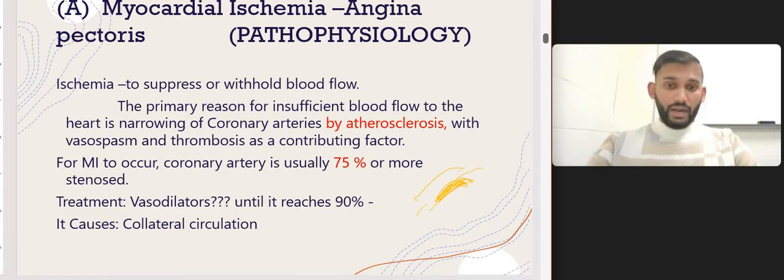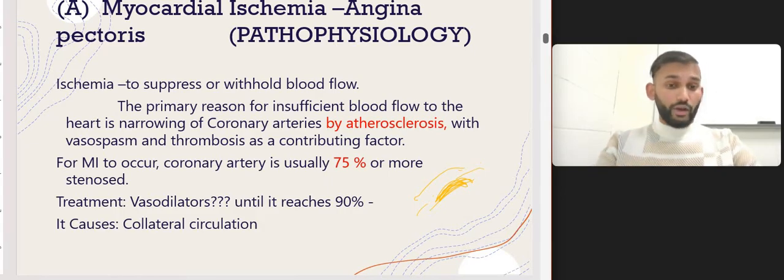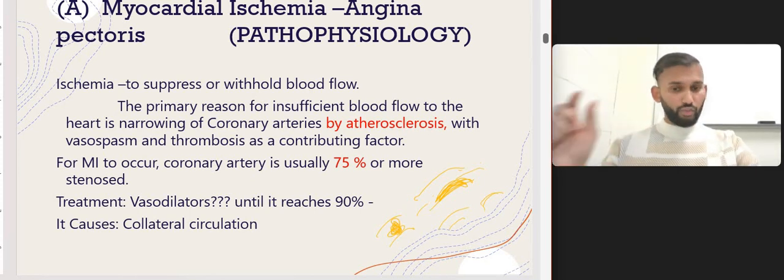So the primary reason for that is atherosclerosis, which is a plaque buildup in the coronary artery, or it could be due to vasospasm, where all of a sudden your artery collapses and spasms, or it could be thrombosis as a contributing factor, where we can have a clot in the lower extremities, which can travel all the way to the coronary artery and cause a blockage. If there's a blockage, reduced blood flow causes us to have pain.